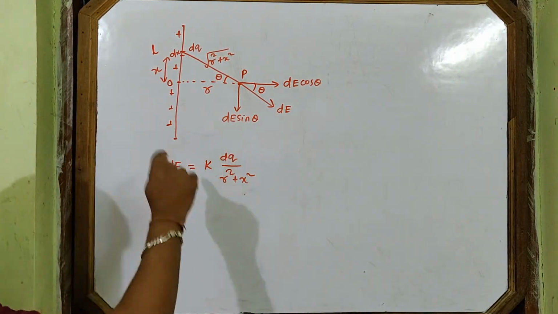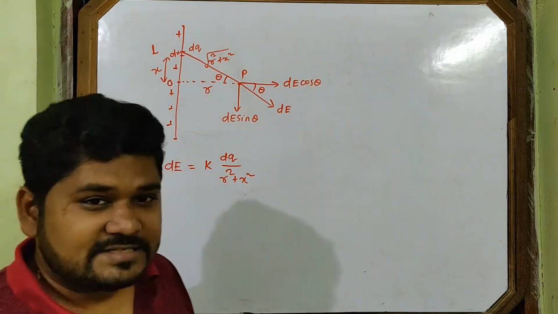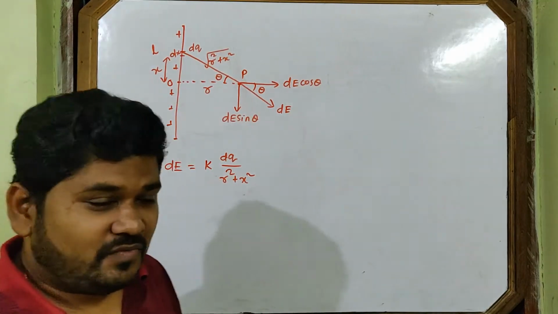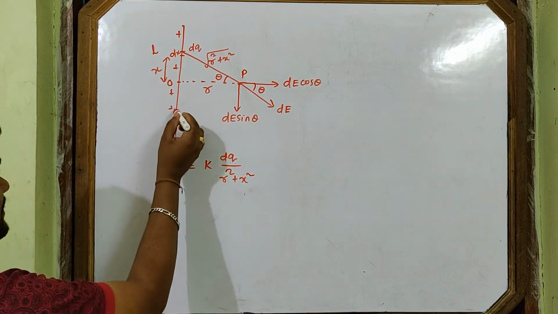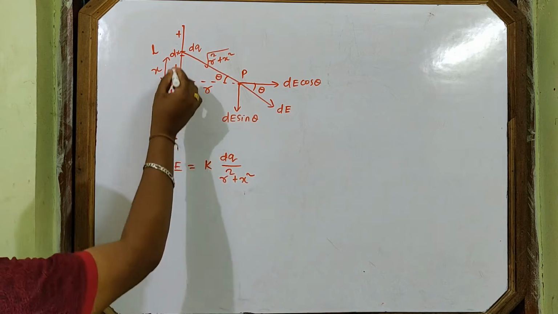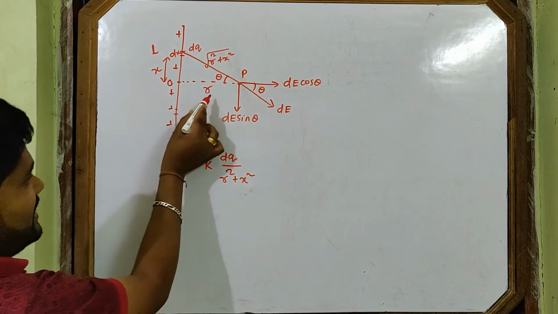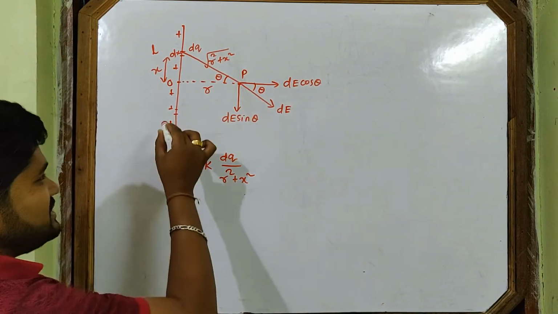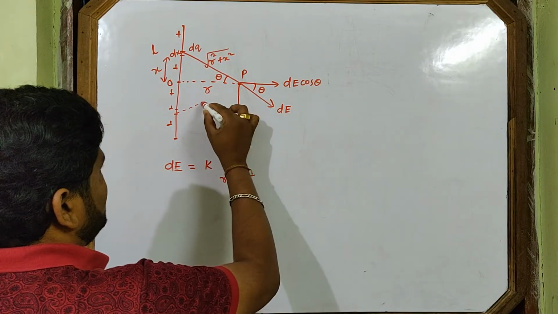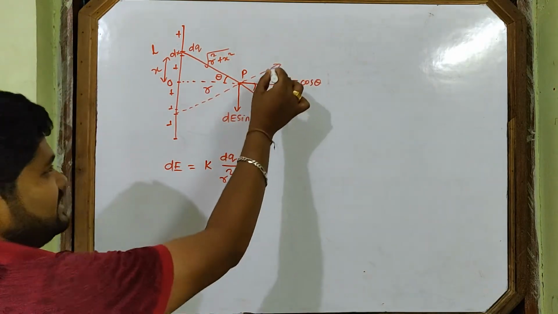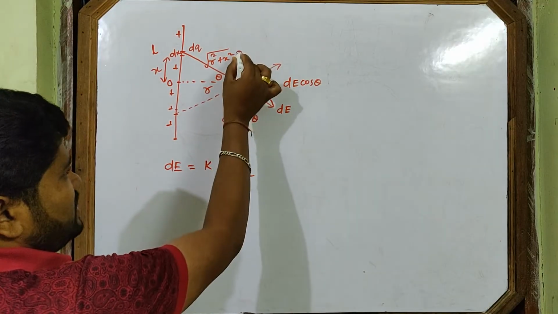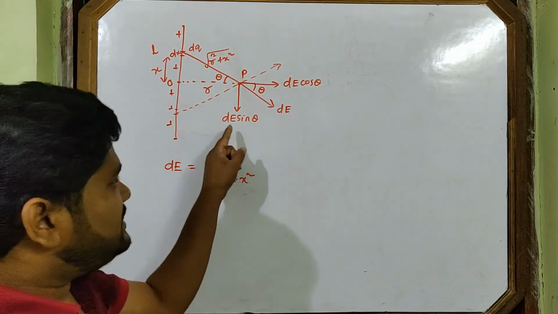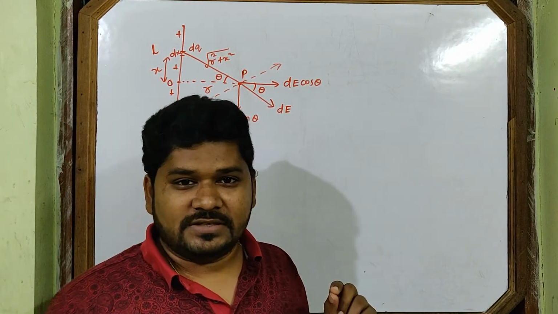But the dE sin theta component will be cancelled. How will it be cancelled? It has no contribution to the net electric field. Why? If we consider another small section at the same distance x opposite to it, it will also provide its electric field, which I am showing in dotted line. This can be resolved into two components: one will be dE cos theta along this line, and one will be dE sin theta, in the opposite direction. So the dE sin theta component will be cancelled.